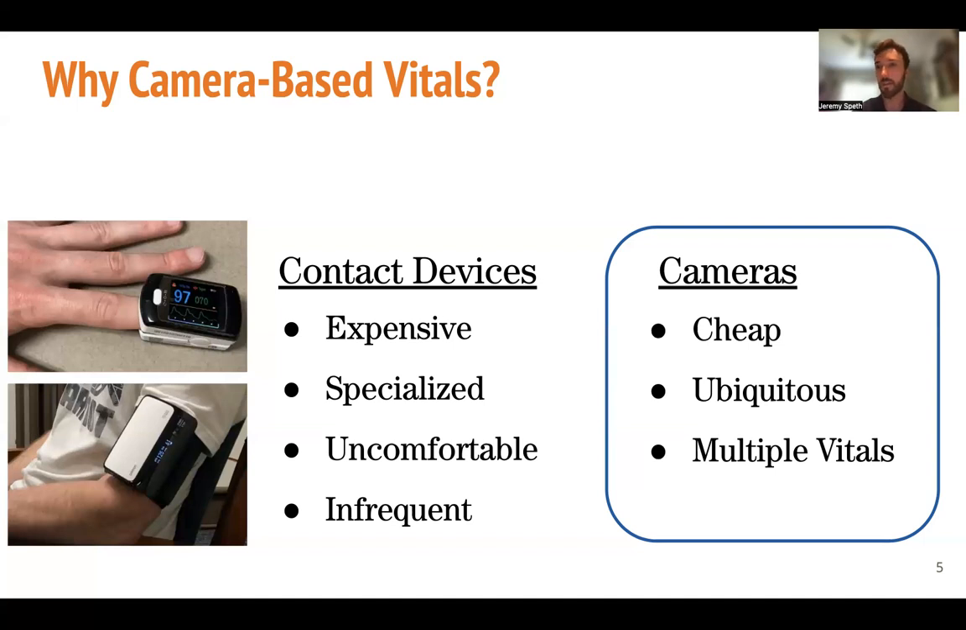Cameras offer a nice solution in the fact that they're cheap. They're in many devices already, like our laptops and mobile phones. And just from video, you can actually extract multiple different vital signs, such as respiration, pulse rate, and there's even recent work on blood pressure.